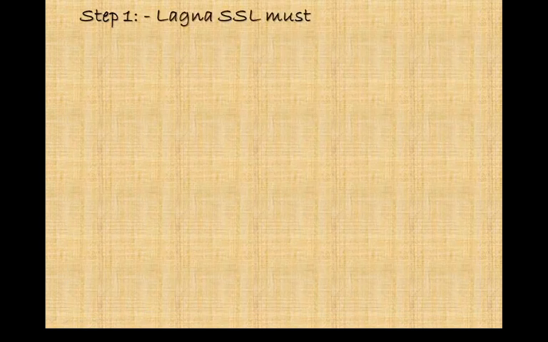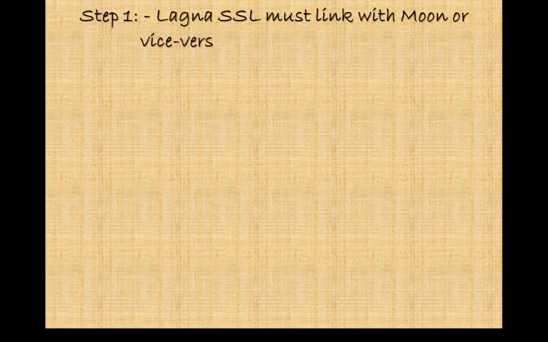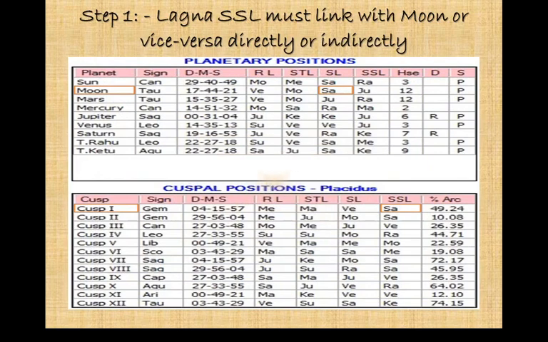The first step of birth time rectification is that the Lagna sub-sublord must link with Moon, its star, or vice versa, directly or indirectly. Here in this case Moon is in the star of Moon. So any planet that is the sublord or sub-sublord of Moon, or the star of Moon, that is Moon, can be taken as the Lagna sub-sublord. Here Saturn happens to be the sublord of Moon, so Saturn was taken as Lagna sub-sublord.